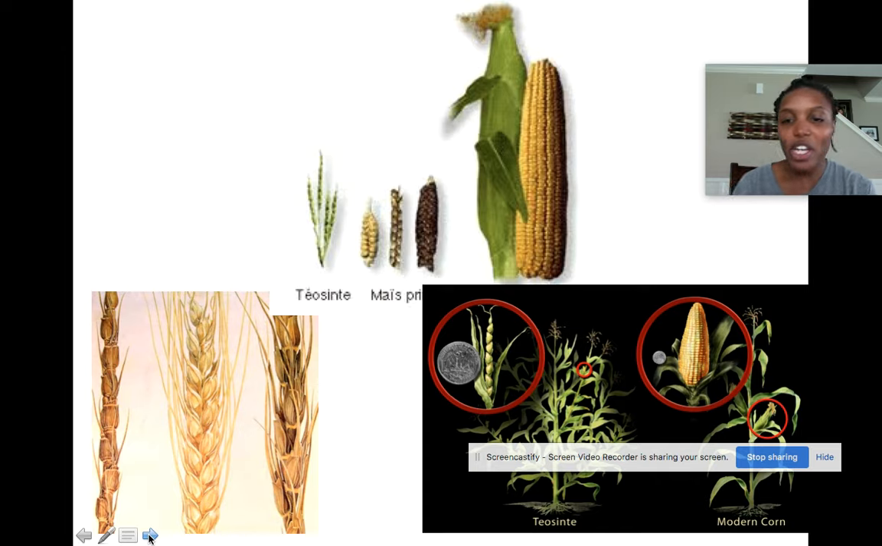All right, more pictures. Maize is one of the main crops that was produced, which is corn. Again, dense and rich in calories and pretty easy to grow.